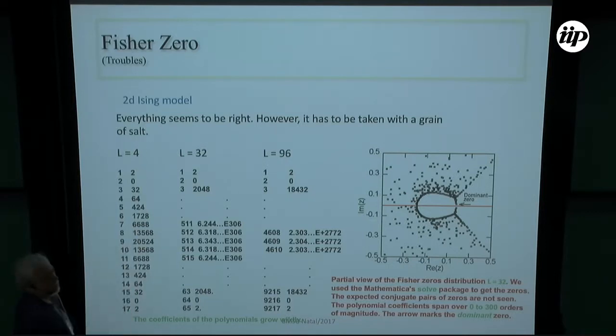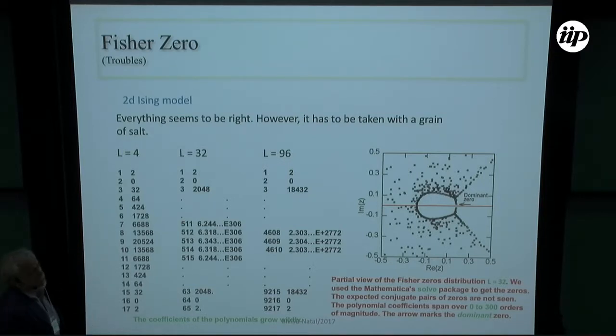This is the easy model. It's a fruit fly model, isn't it? And we know everything about it. So I can use G exactly from this and try to get the zeros and do the same kind of analysis I did for the XY model. But you see, this is a 4x4 lattice. Take a look at the size of those. Those are the coefficients of the polynomial.